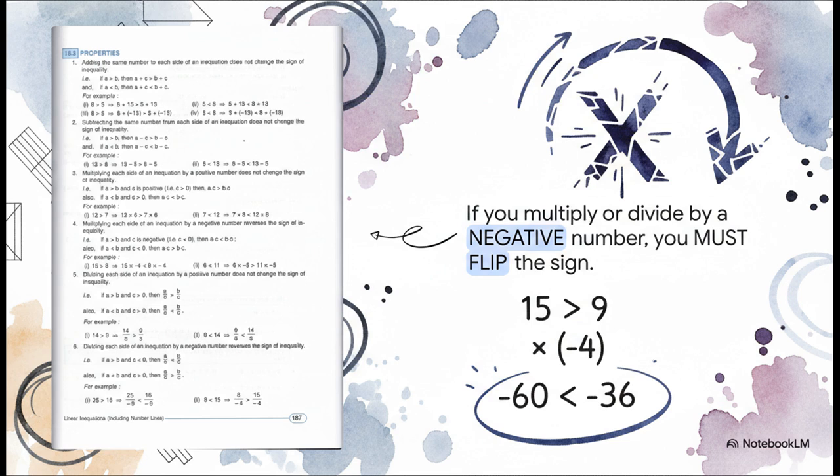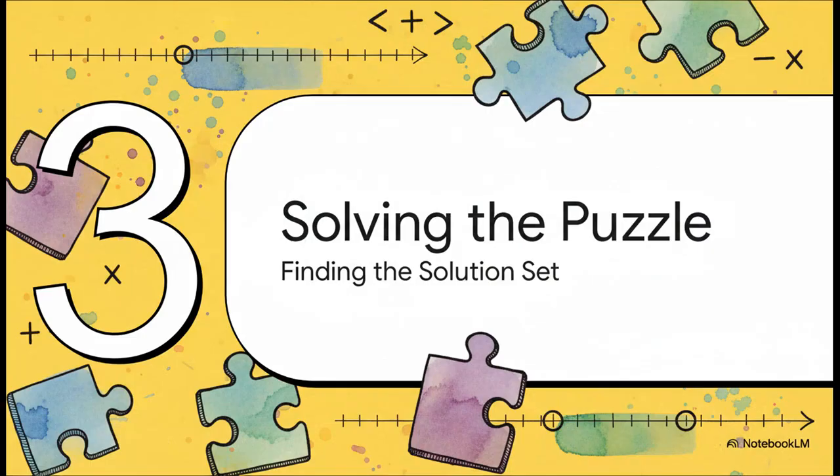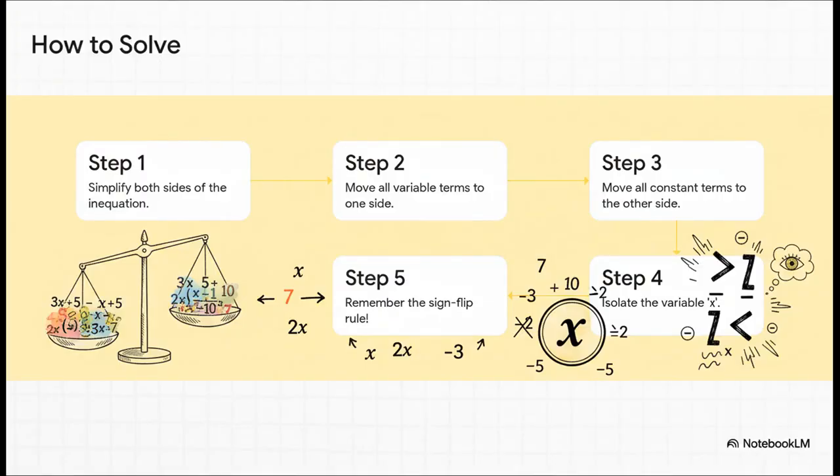See how it flipped? That's the key. Okay, now that we've got the rules down, especially the big one, we can get to the fun part. Section 3, solving the puzzle. Let's find that whole solution set for x. Here's the basic strategy, your step-by-step guide.